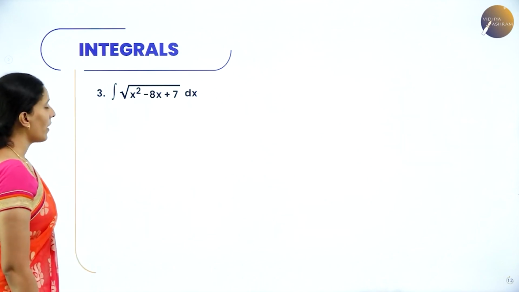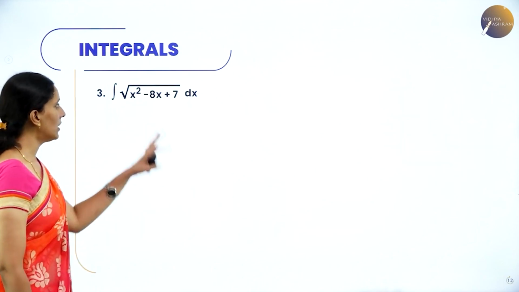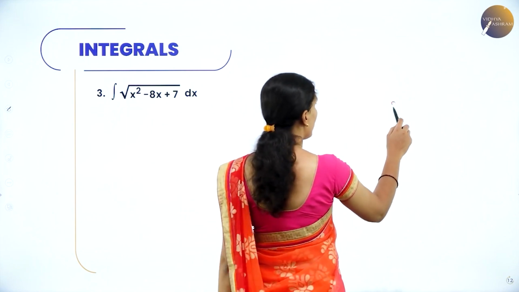Next one, x square minus 8x plus 7. So here x square minus 8x plus 7 we have.